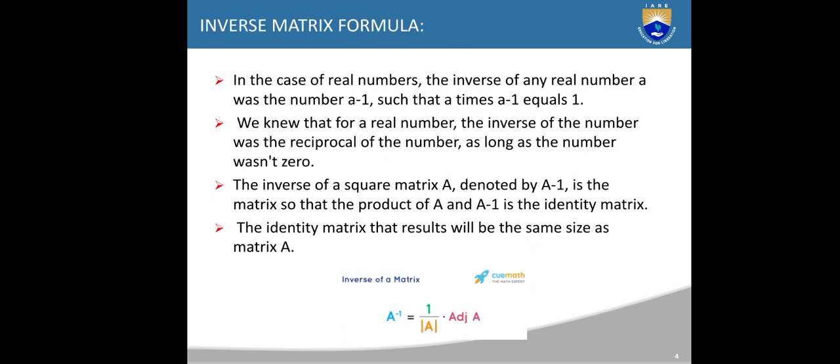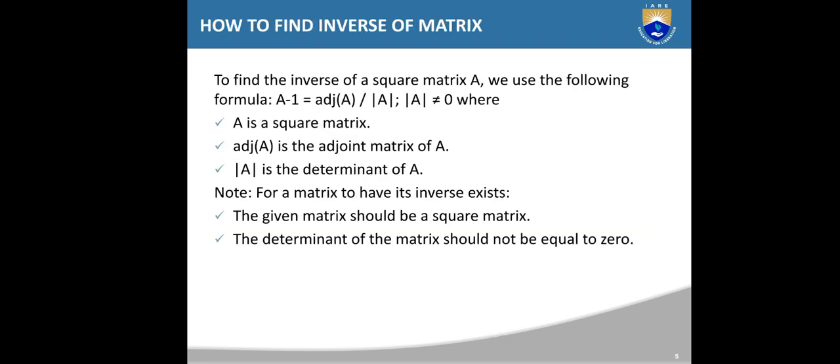Inverse matrix form. In the case of real numbers, the inverse of any real number a is the number a inverse such that a times a inverse equals 1. We knew that for a real number, the inverse is the reciprocal of the number as long as the number isn't 0. The inverse of a square matrix A, denoted by A inverse, is the matrix such that the product of A and A inverse is the identity matrix. The result will be the same size as matrix A. The inverse of a matrix is equal to 1 by det A into adjoint A.